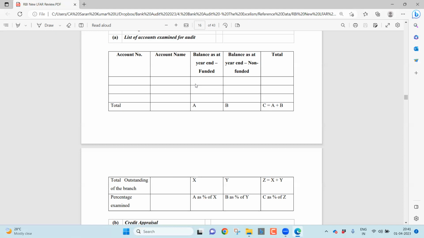Otherwise, don't keep anything here, because once you keep the accounts in this table, you yourself are telling the regulator, banker and central statutory auditor that you have verified all these accounts. You have examined all these accounts for the audit. Tomorrow, if any question comes from the regulator about any of the accounts which you keep in this table, you cannot escape with the reason that it is not part of your sample.